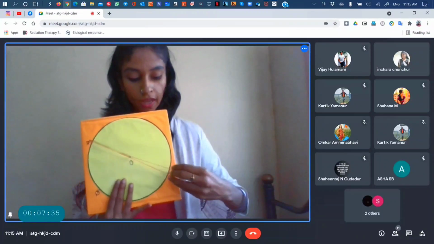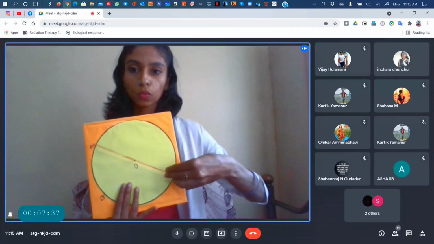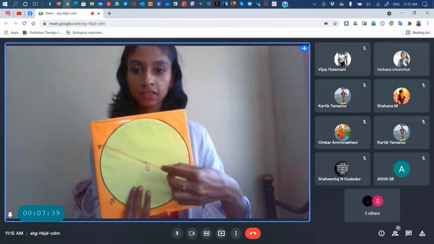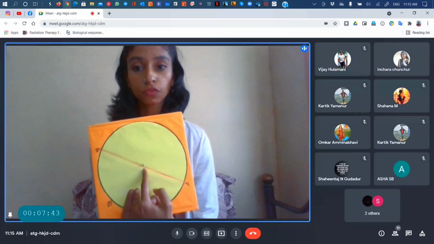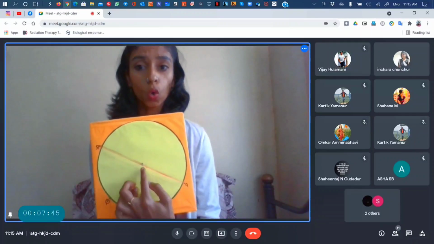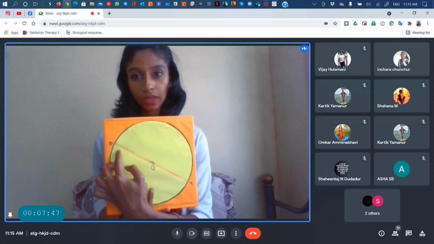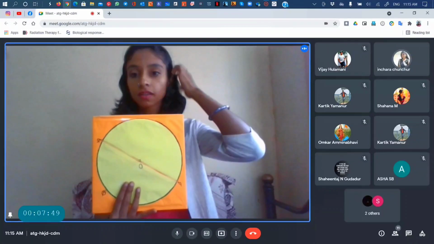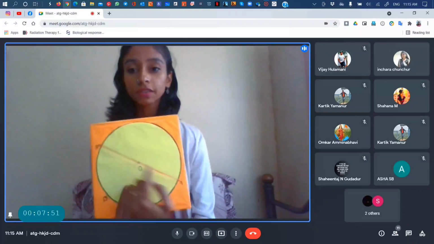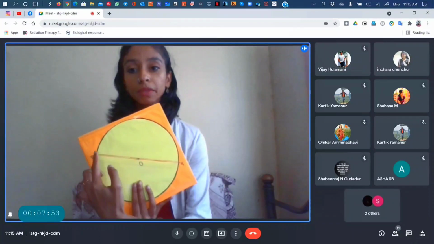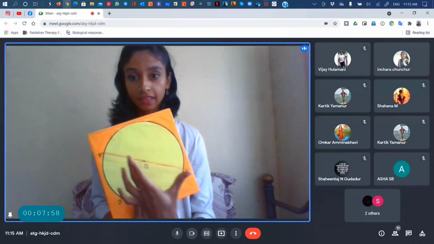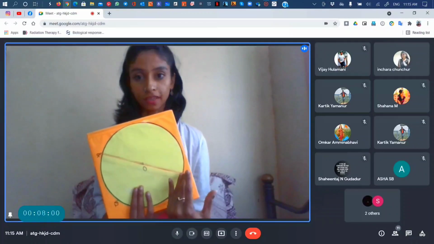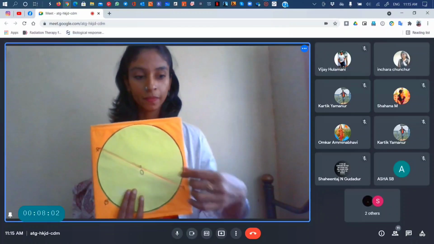Now I will put another radius here. So what did you see? I put two rubber bands here, one from O and R, another from O and P. O and P and O and R are equal, right? Yes, ma'am. Okay. So from this, what did we understand? The diameter is 2 times the radius, and the radius is half of the diameter. Is it clear? Yes, ma'am.